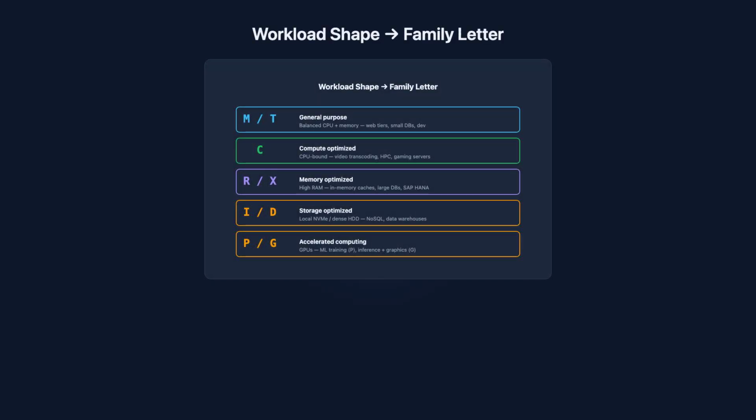5 families. M and T are general purpose, balanced CPU and memory, for web tiers and small databases. C is compute optimized, where the CPU is the bottleneck: video transcoding, high-performance computing, gaming servers. R and X are memory optimized, with lots of RAM per virtual CPU: in-memory caches, large databases, SAP HANA.